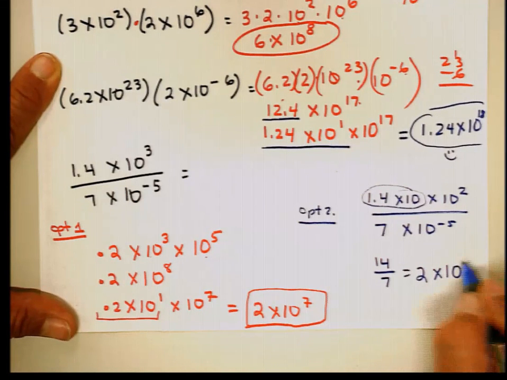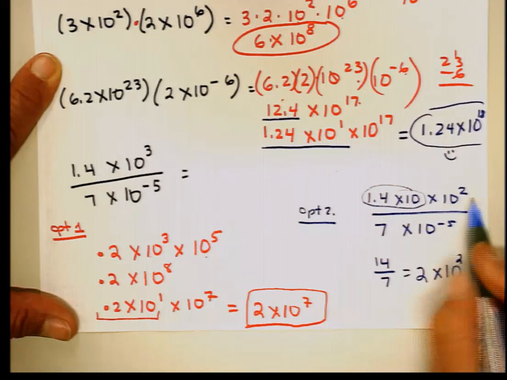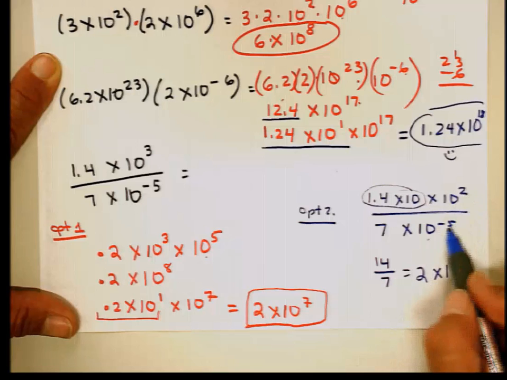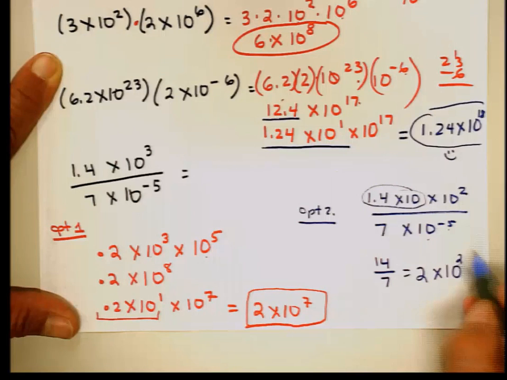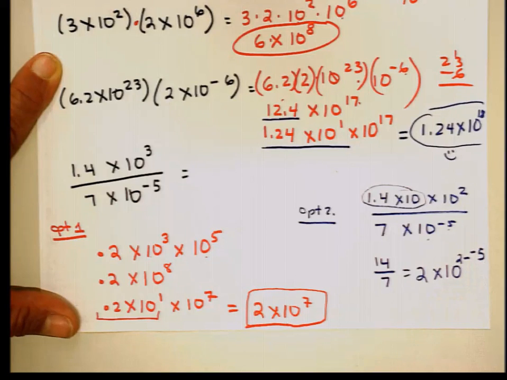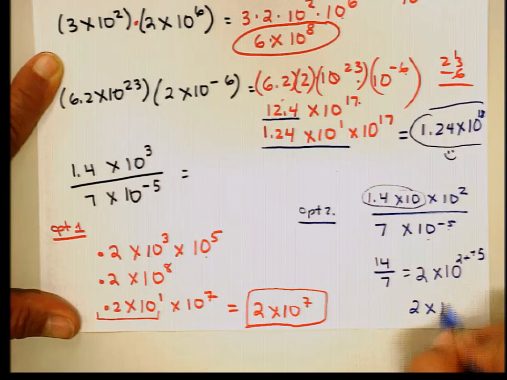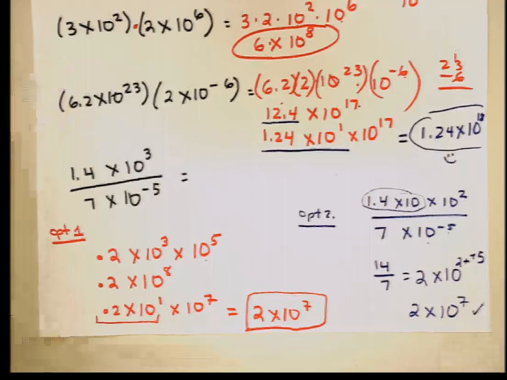Oh, it looks like it's going to fit, times 10. Show you something new here as well. Power of 2, or dividing bases, subtract the exponents. So this 2 minus this negative 5. 2 minus negative 5 plus a positive. 2 times 10 to the 2 plus 5 is 7. Okay? You can get it either way.